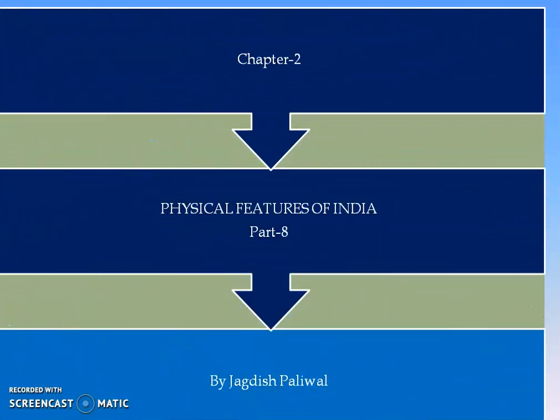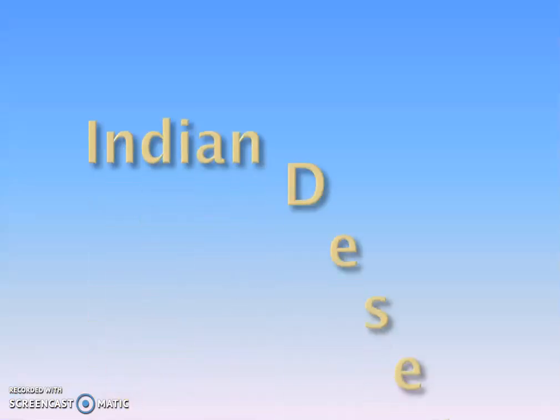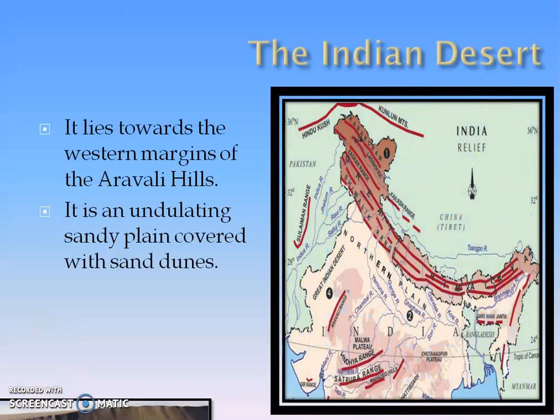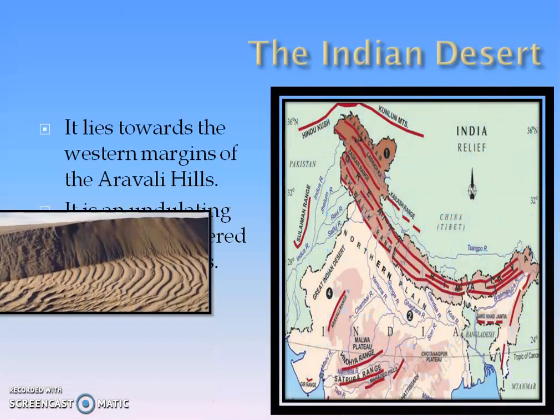We are learning Chapter 2 in Geography, Physical Features of India. Today, we will discuss the Indian desert and the coastal plains. Let's begin with the Indian desert.